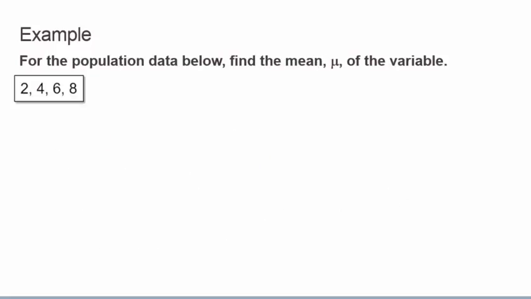Example: for the population below, find the mean of the variable. Our population is 2, 4, 6, 8. To find the mean, what we want to do is add up our data and divide by the number of data points, which is 4. 2 plus 4 plus 6 plus 8 is 20. 20 divided by 4 is 5. So our population mean is 5.